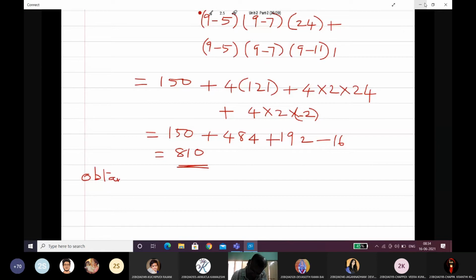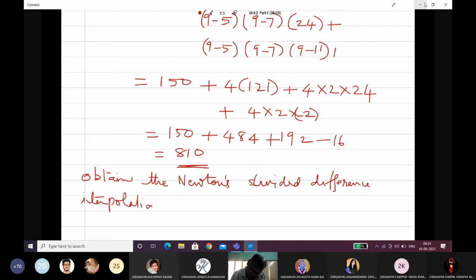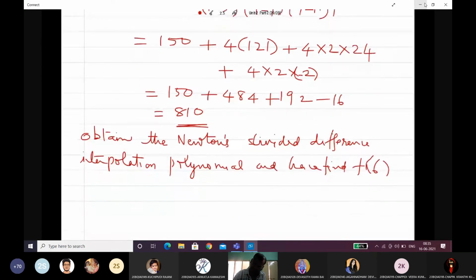Obtain the Newton's divided difference interpolation polynomial and hence find f of 6.